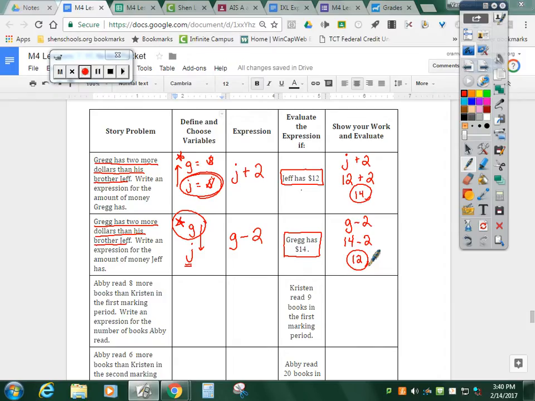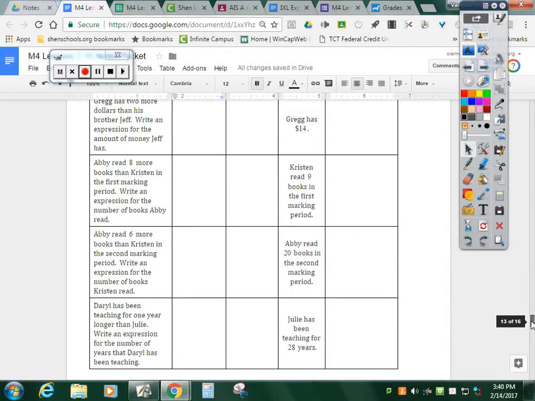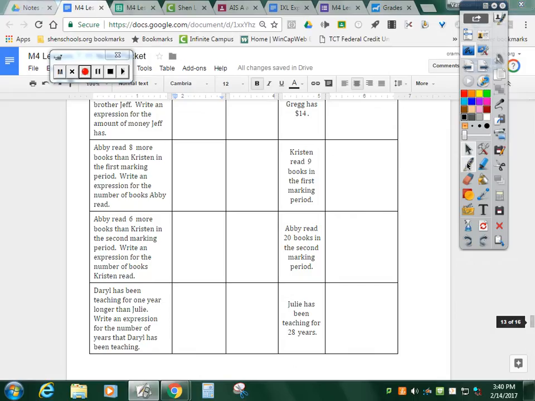So let's do 3 more together. They're kind of tricky, but the more you get used to writing algebra expressions, the more fun they get. Abby read 8 more books than Kristen in the first marking period. So I'm going to put an A and a K. This is for the number of books Abby read, and this is for the number of books Kristen read. Abby read 8 more, so Abby is the one with the higher number of books read.